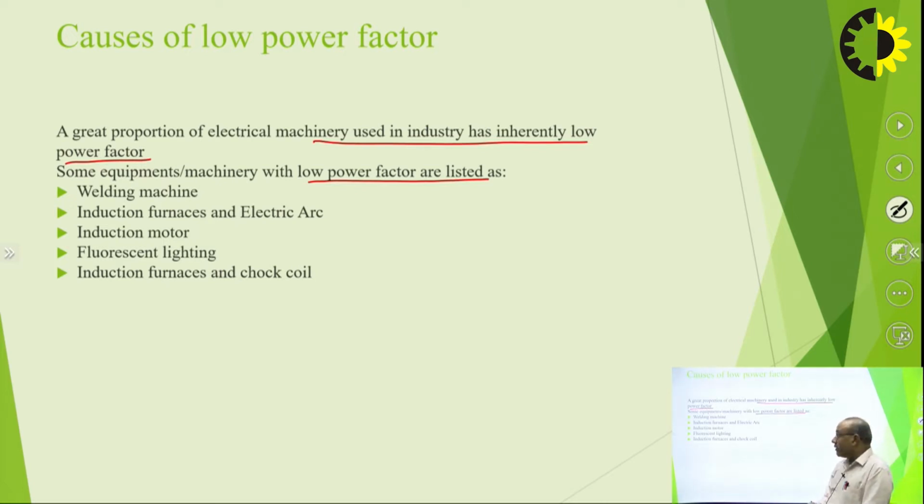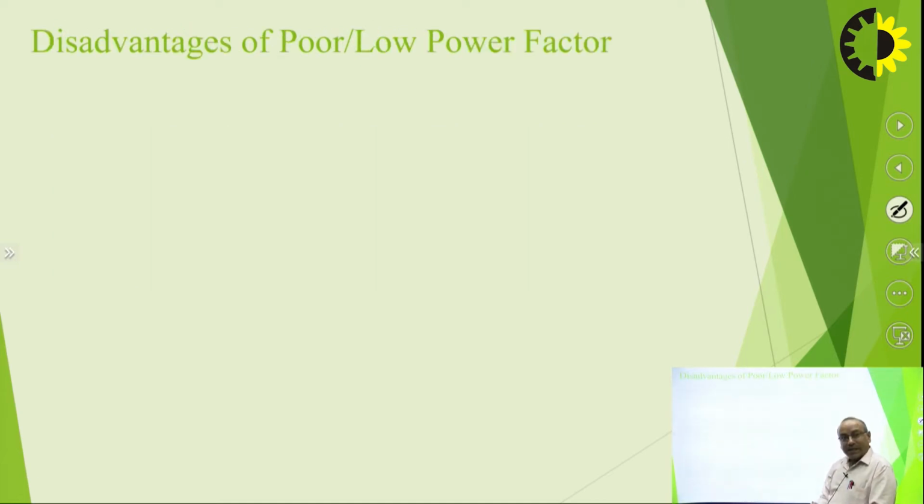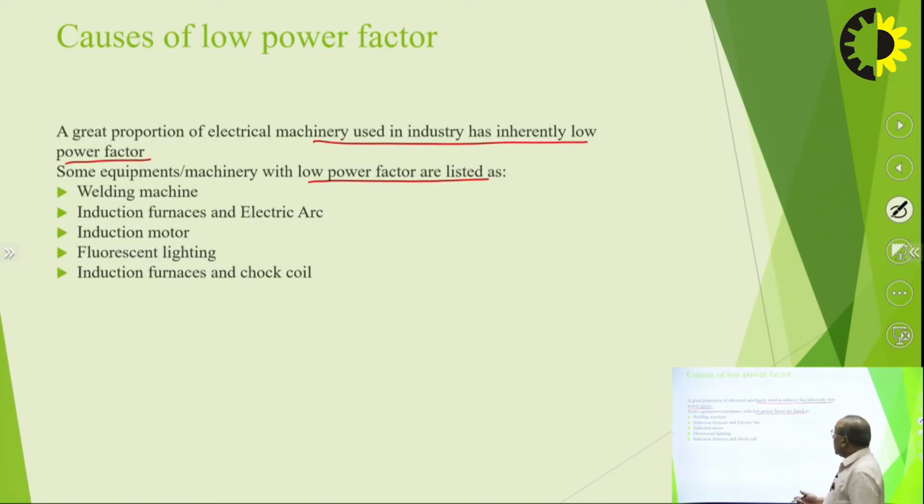The reason why they have poor power factor is that power factor cos phi is the ratio of resistance to impedance, which we already saw in the previous slide as per the definition of power factor.